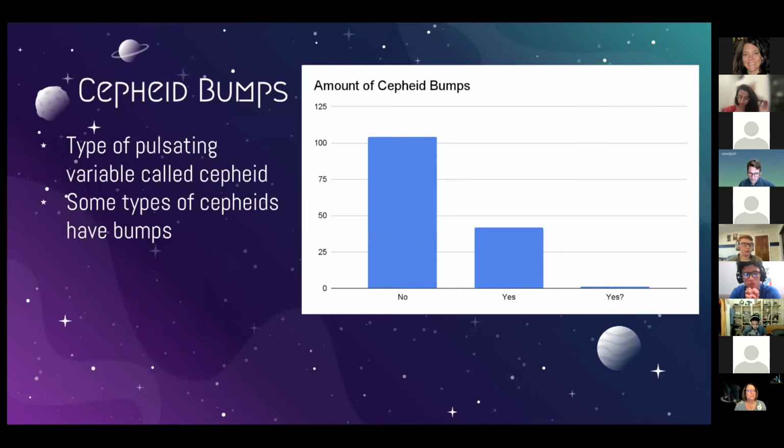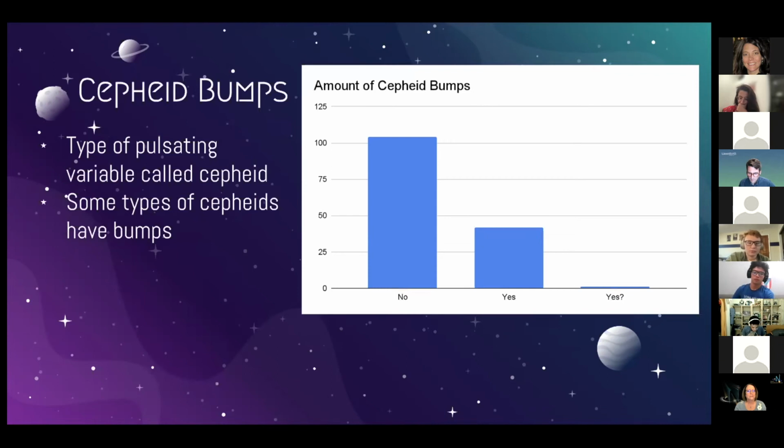So that's definitely one of the largest amounts of stars that I found in my research. Another thing that I was working on over the summer was looking at Cepheid bumps. So Cepheids are a type of pulsating variable. Within those there are like three-ish types, little subtypes, and one of the subtypes for pulsating variables is Cepheids.